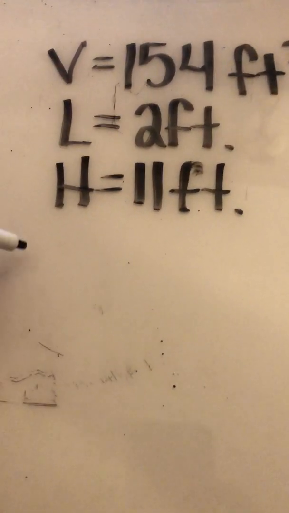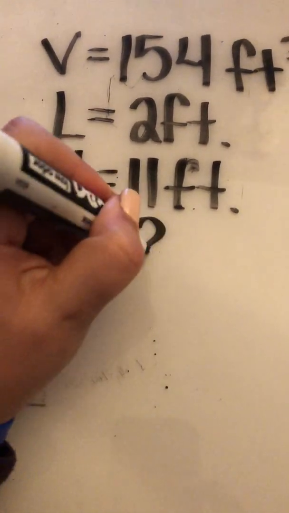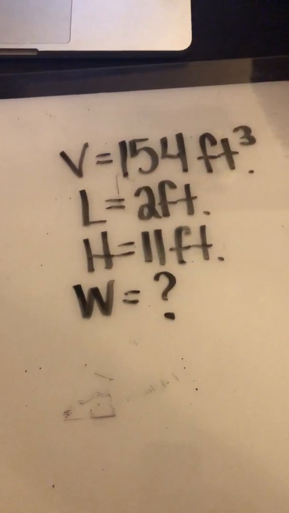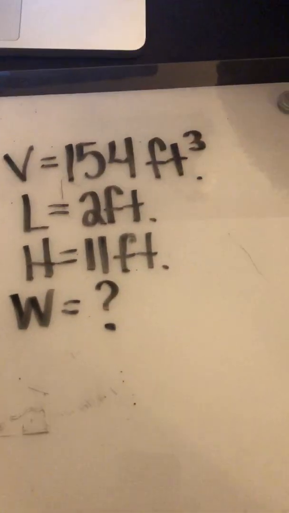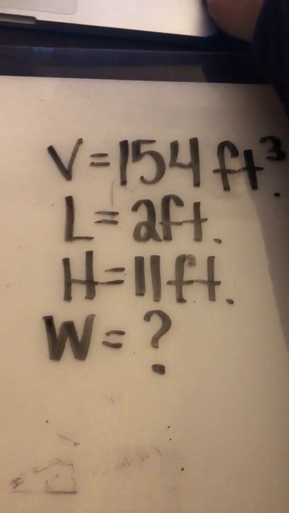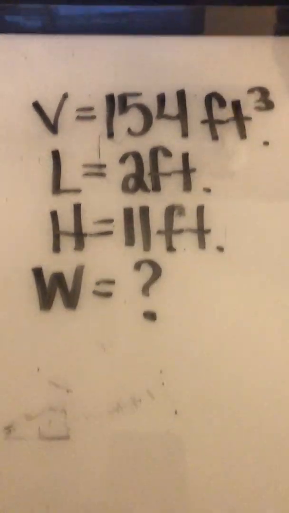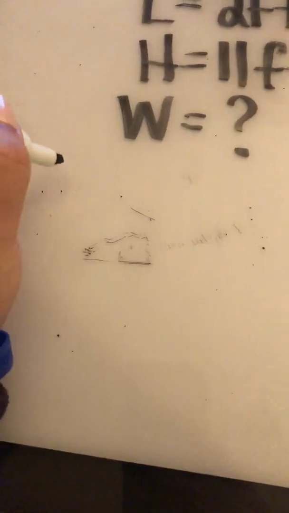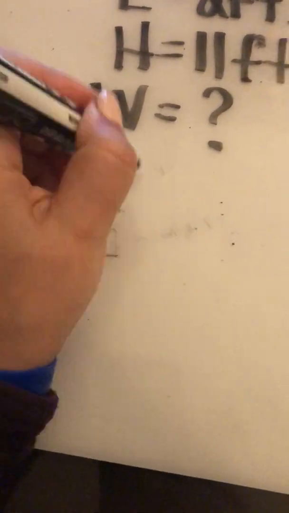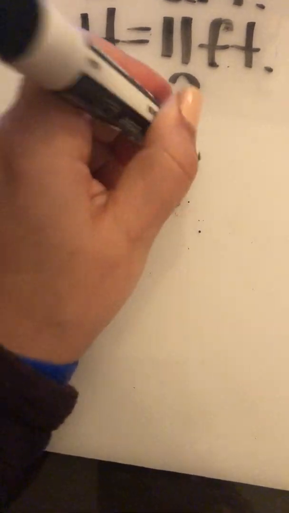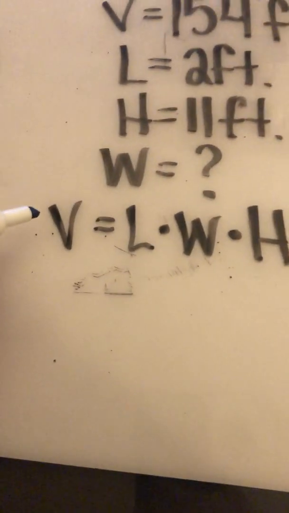Okay, and we are looking for the width. Once we have everything that we are given, once we've listed that out, we're going to then plug it into the formula and solve from there. So our formula for a rectangular prism is going to be V equals length times width times height, right? And then I plug in what I have.